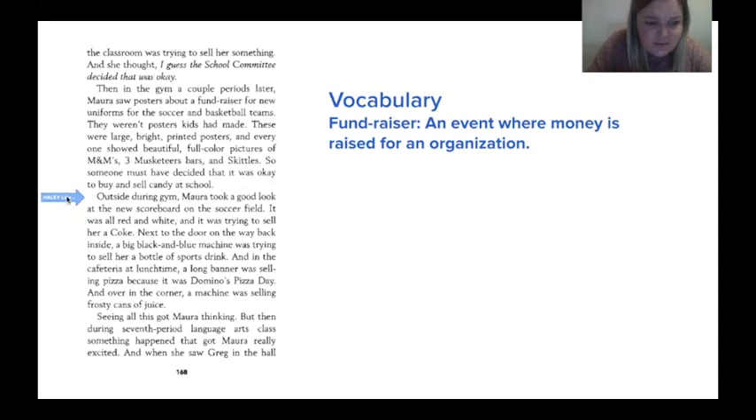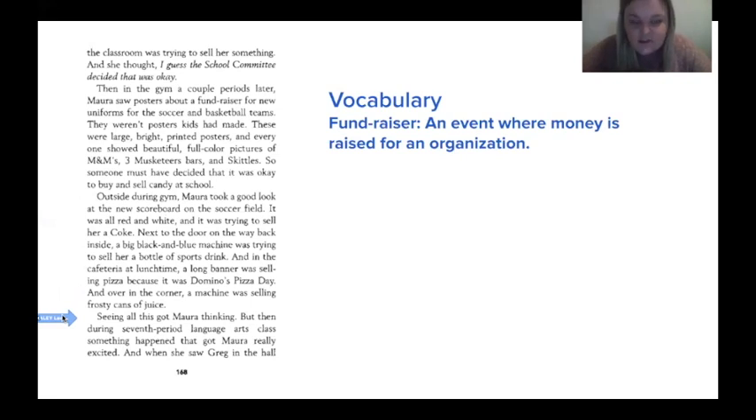Outside during gym, Mara took a good look at the new scoreboard on the soccer field. It was all red and white, and it was trying to sell her a Coke. Next to the door on the way back inside, a big black and blue machine was trying to sell her a bottle of sports drink. And in the cafeteria at lunchtime, a long banner was selling pizza because it was Domino's Pizza Day. And over in the corner, a machine was selling frosty cans of juice. Seeing all of this got Mara thinking.